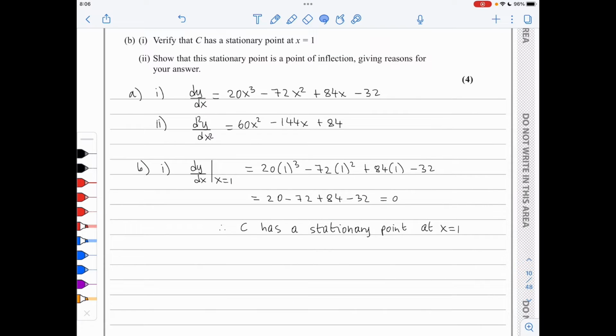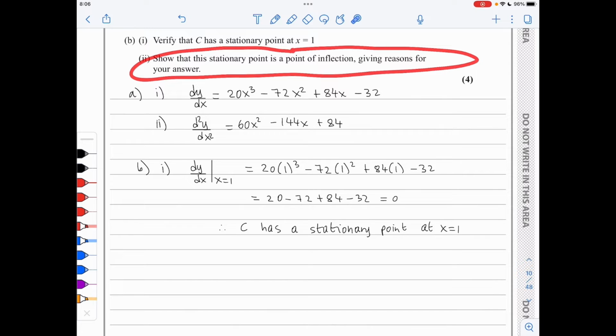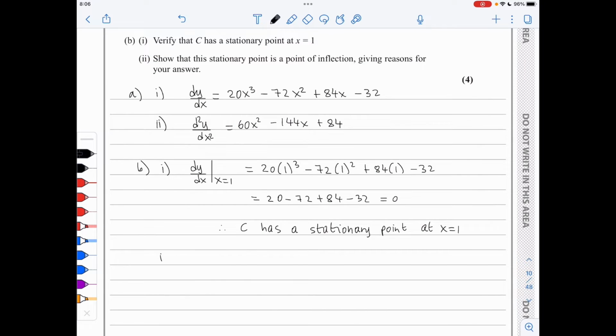In part ii, we need to show that this stationary point is a point of inflection, giving reasons for your answer. Now, for a point of inflection, it is necessary that we've got a change in curvature around that point. So what we need to do here is investigate the second derivative, whether it's positive or negative, in the neighborhood of x is 1. So to do this, I simply need to come up with a table here of x and d2y/dx squared.